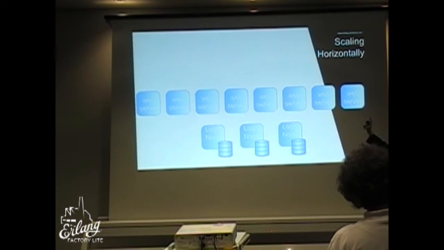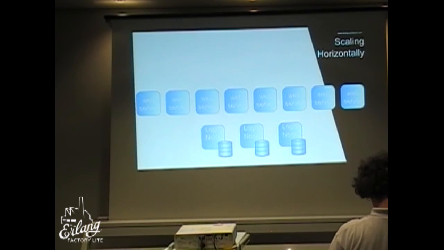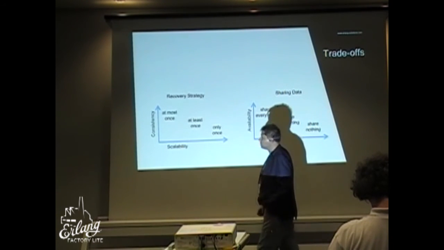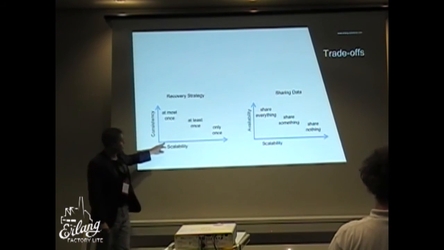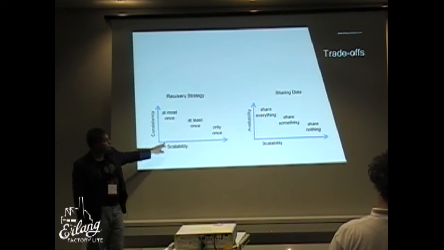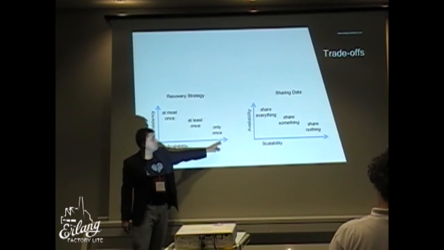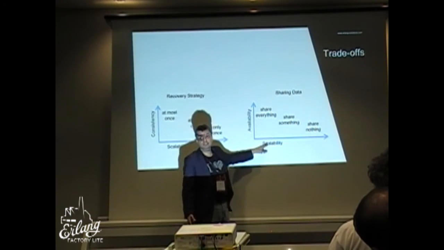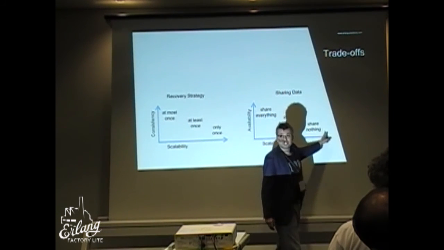So, as I mentioned earlier, when you've reached this point, you already have made all your trade-offs in the previous section. And when you look at consistency, at most once, as we mentioned, is also the least scalable of your solutions, and exactly once is the most scalable. And with availability, share everything, once again, is the least scalable. Share nothing is the most scalable.